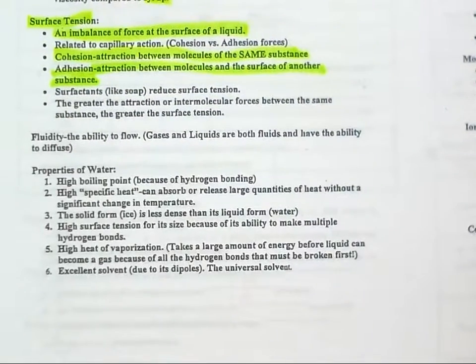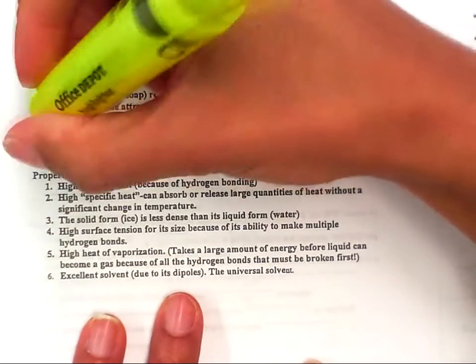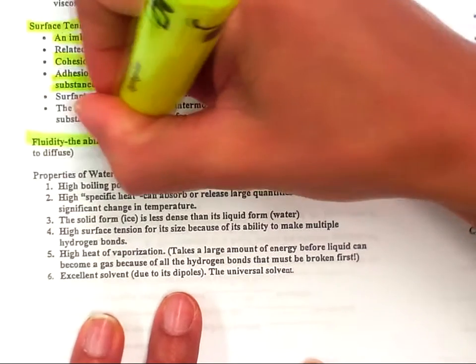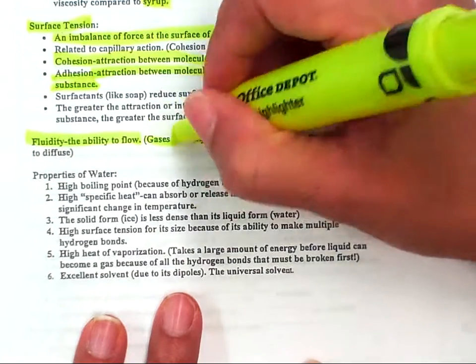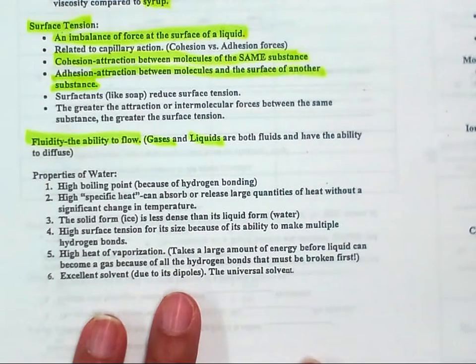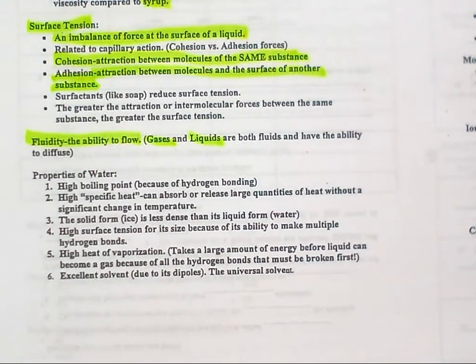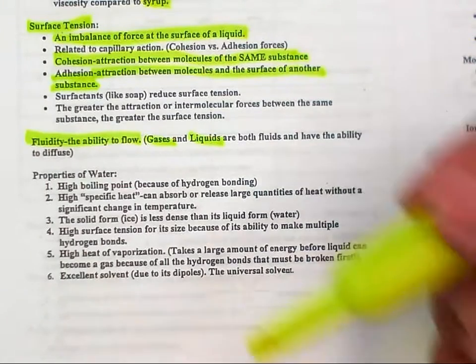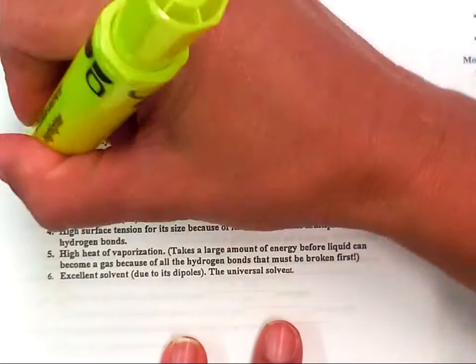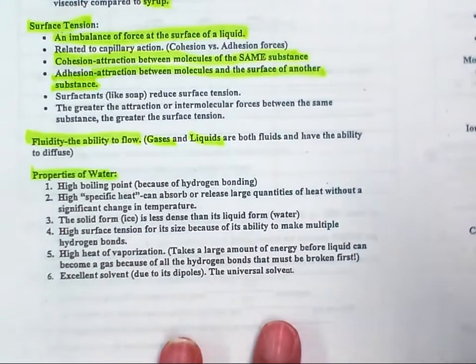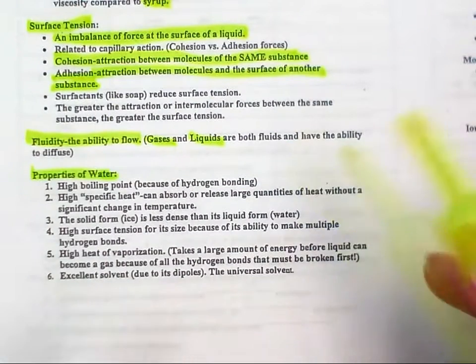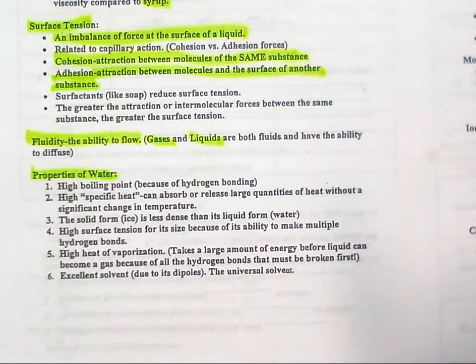Moving on, fluidity is the ability to flow. Good examples would be anything that is a gas or a liquid. Can solids flow? No, they're just going to stay still. They cannot move, okay? Know that. Properties of water, it's a big list. I don't want to talk about it too much. I know you've learned it time and time again. Memorize all of them. It's good to know. You're going to be asked about them.